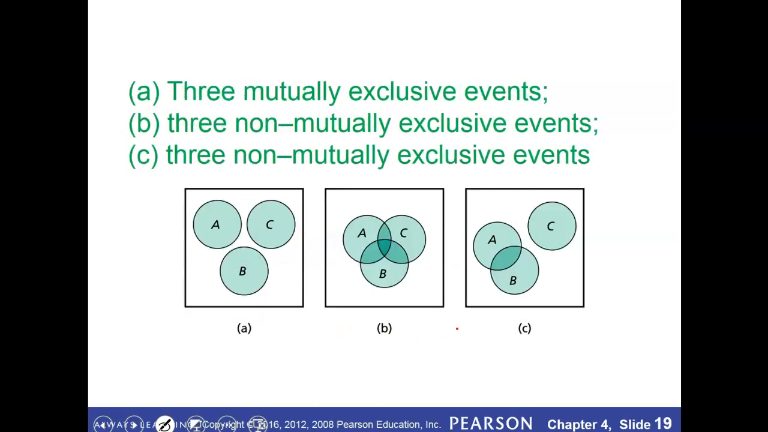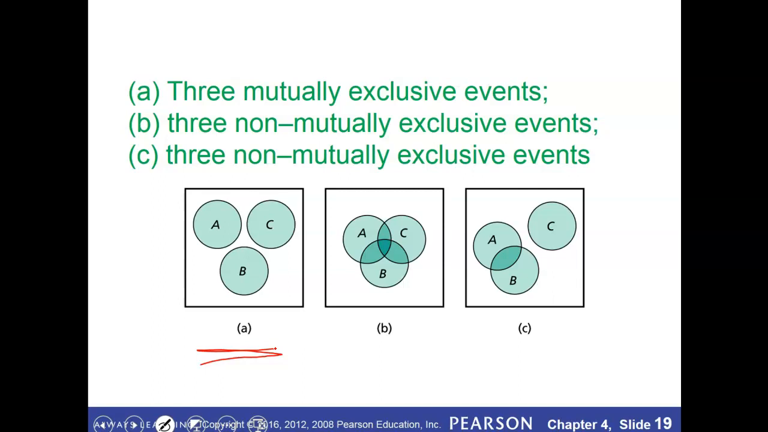Then we could have three events. So here in the picture of A, we have three mutually exclusive events. So you have A, B, and C. You can't be in two of those. You can only be in one or the other. That would be like either you're a junior, you're a senior, or you're a sophomore. You can't be in two of those groups. You're in just one of them. Those are mutually exclusive events.